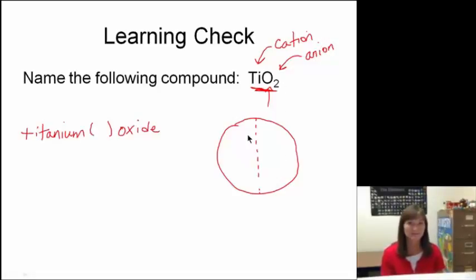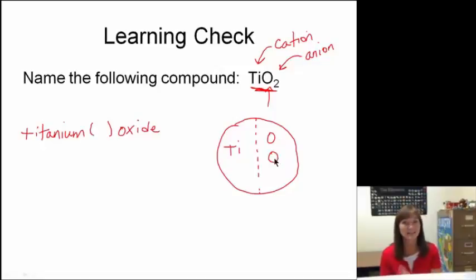I've got my circle. I look at the formula, and it shows me that there's only one titanium, so I'm going to put the one titanium in here. Then looking at my formula, I can see 2 oxygens. The whole purpose for doing this circle is to try to figure out the charge on titanium, because that's going to be the Roman numeral. When you have a metal with a variable charge, you're always going to be able to figure out the charge on the anion.